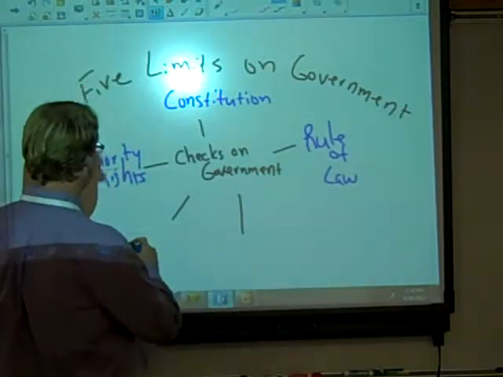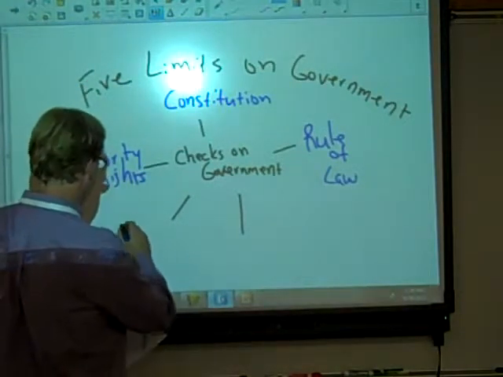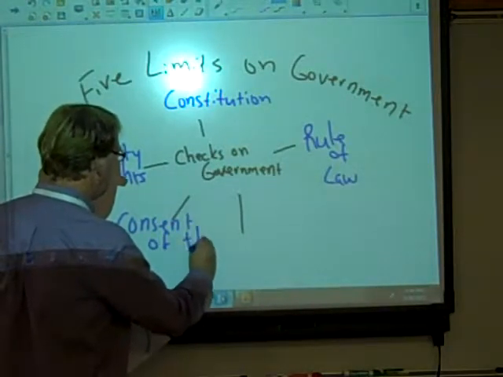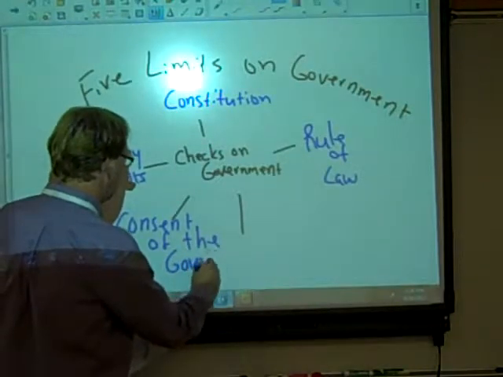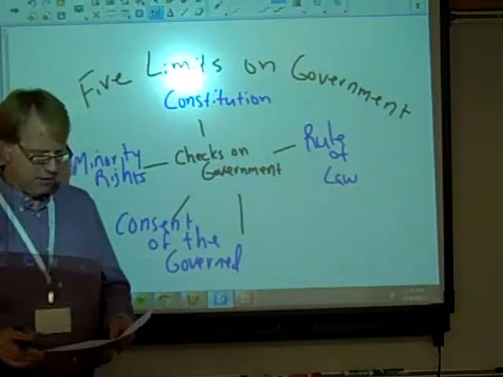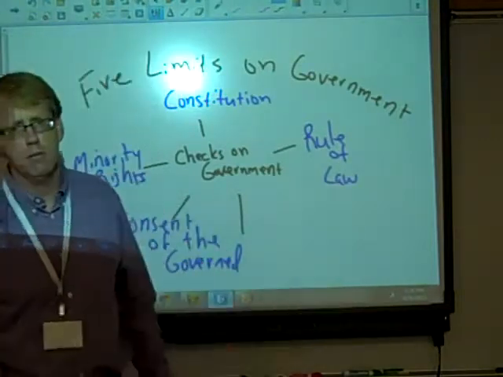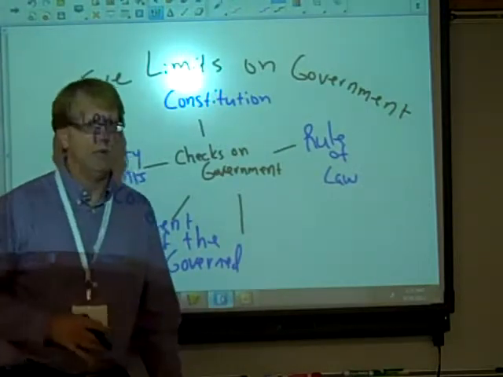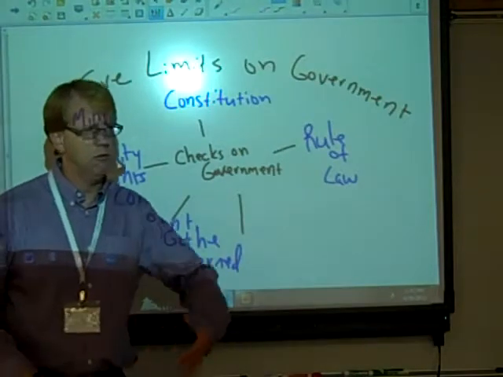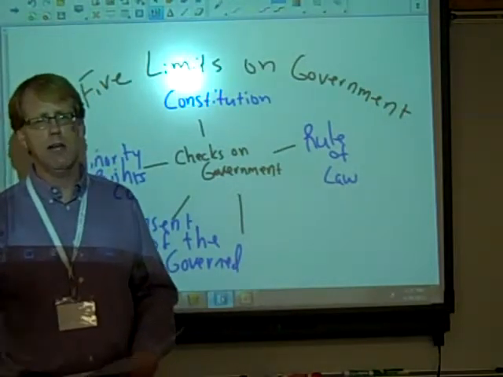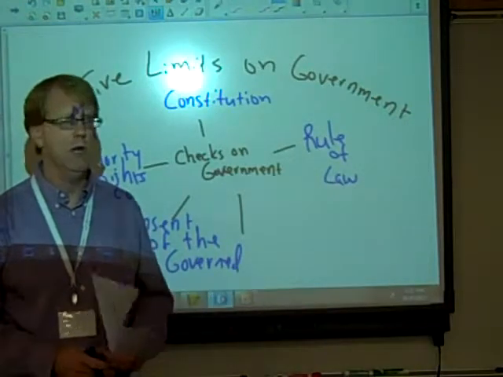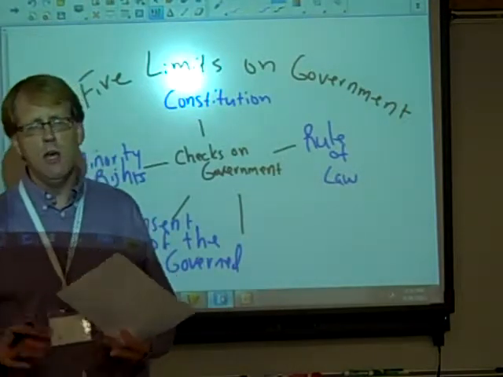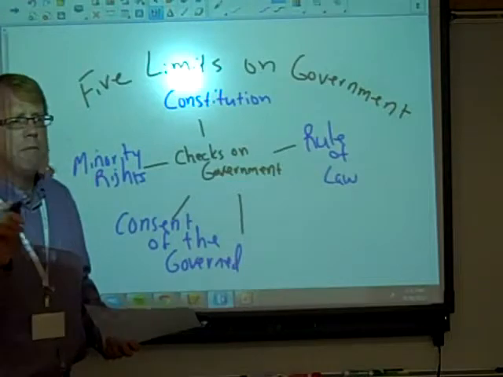The next one is consent of the governed. Another word for that is voting. We give consent to the government by voting, and if we don't like what they're doing, we can vote against it. If a law is passed that we don't like, we can vote against that law, or against the representative who voted for it, the next time they run for election. We have the consent to be governed because we can vote.